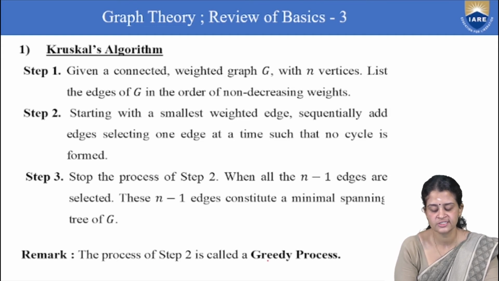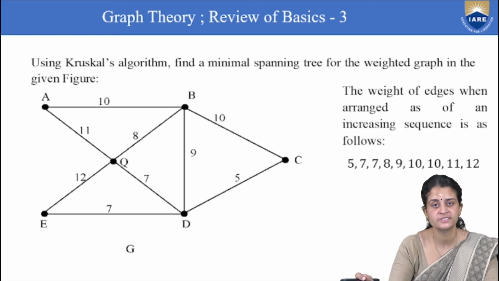The process 2 is sometimes referred to as the greedy process. Now we will see how we are going to work with Kruskal's algorithm to find the minimal spanning tree of a weighted graph. Suppose we are given a graph with these vertices A, B, C, D, E and Q.